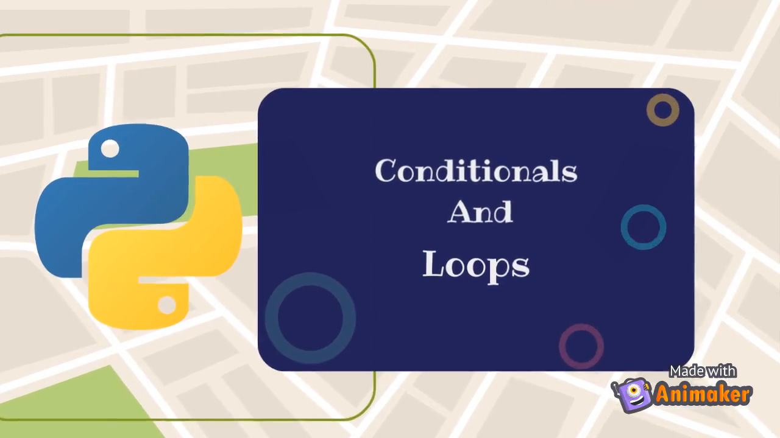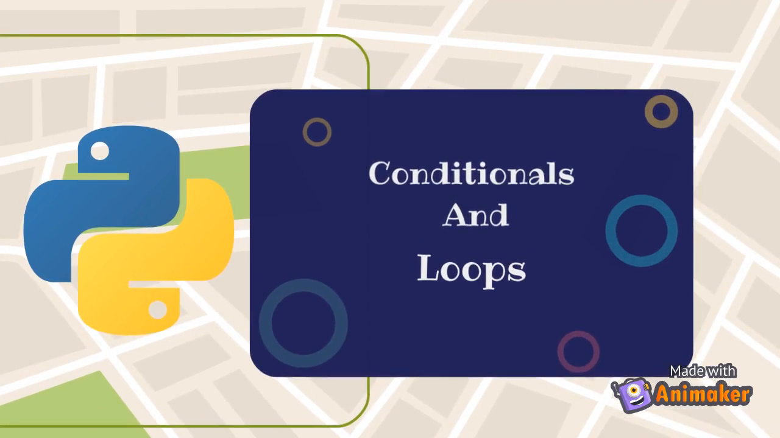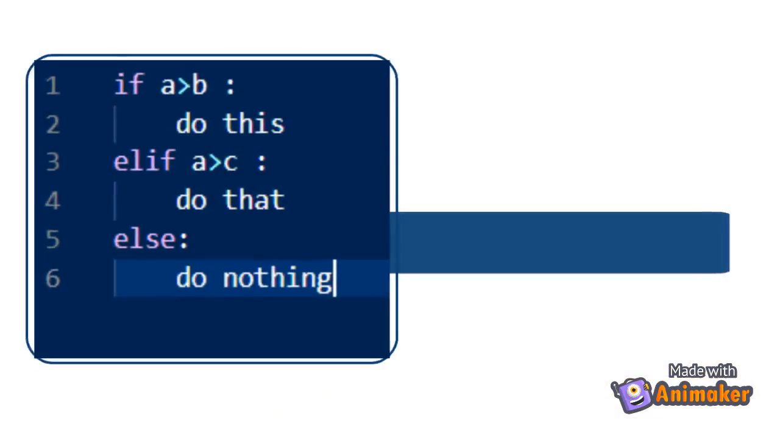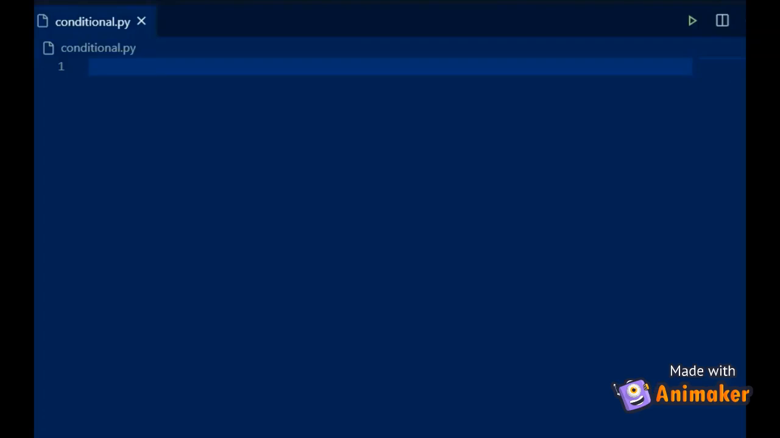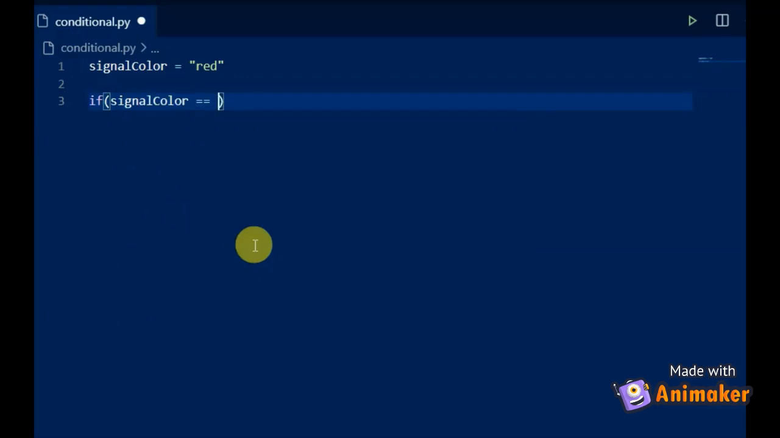Hi, in this video let's cover conditionals and loops in Python. If-else condition. Let's see traffic signal example. Create a string variable with value as red. With respect to color, let's print appropriate message.